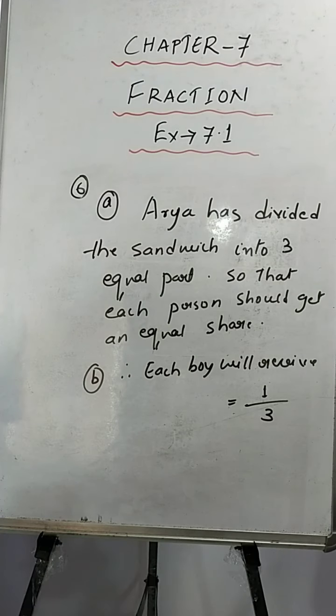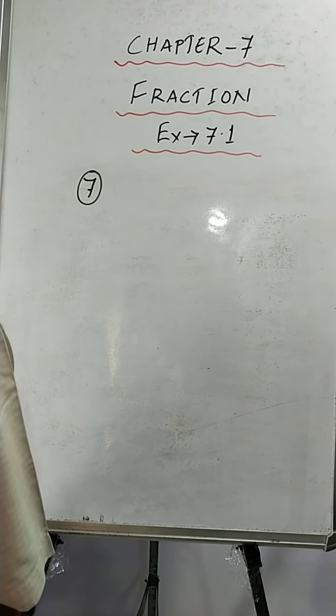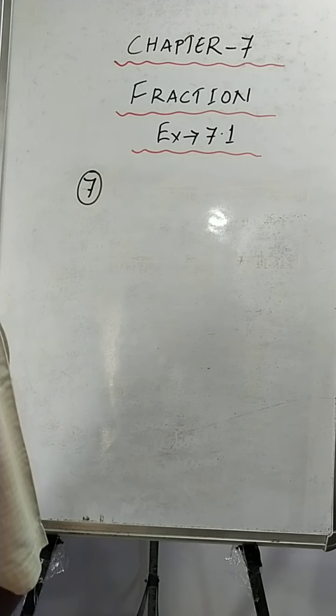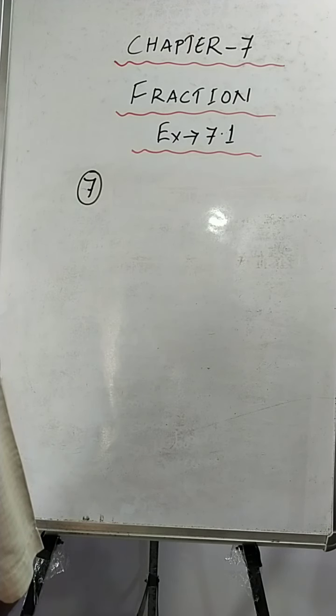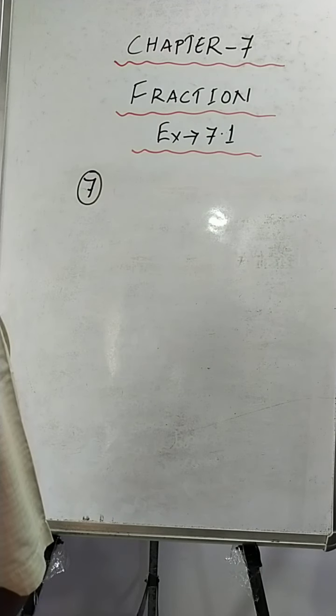Okay, boys. Now let's move on to sum number 7. Question number 7, we have one character, Kanchan, who dyes dresses. That is a sort of business that she does. Now she had to dye 30 dresses. Out of 30 dresses, she has so far finished 20 dresses. Now what fraction of dresses has she finished?